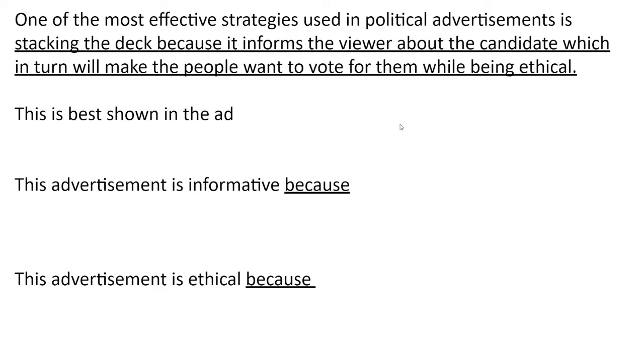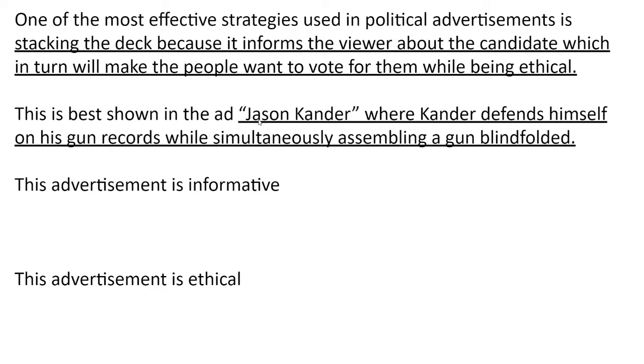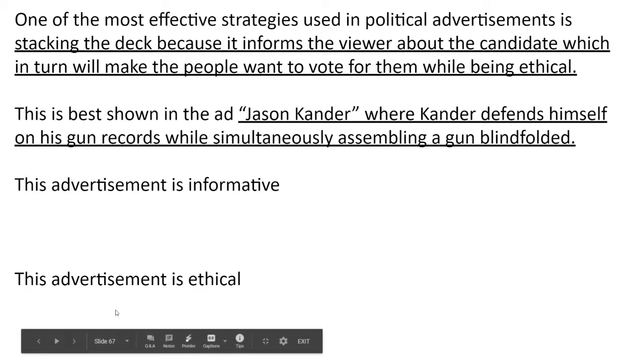Okay, so main idea. This is best shown in the ad, and at this point you put the title of your document and you just summarize what the document's about. This is best shown in the ad Jason Kander, where Kander defends himself on his gun record while simultaneously assembling a gun blindfolded. You could go into more detail here, but I only have so much space on the slide. Okay, then we start getting into the criteria.